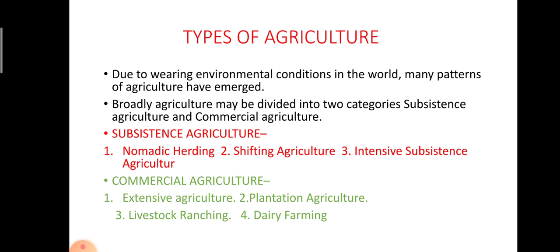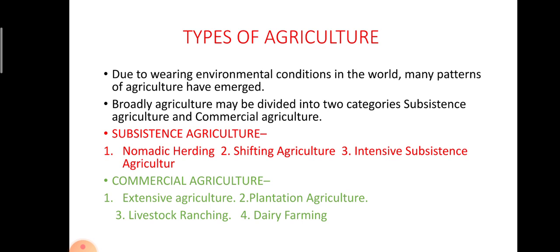Broadly, agriculture may be divided into two categories. Then after that, it is also divided into different types of agriculture. The two types of agriculture are subsistence agriculture and commercial agriculture. And the subsistence and commercial are also divided into different types of agricultures.